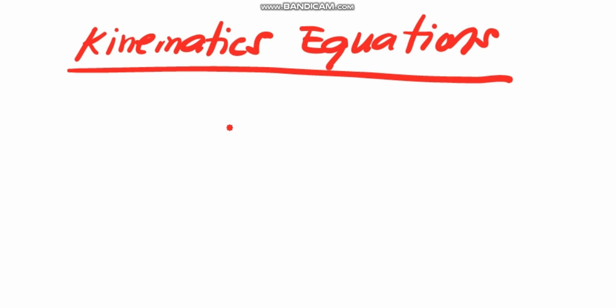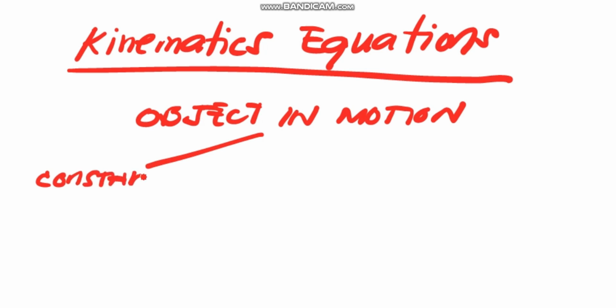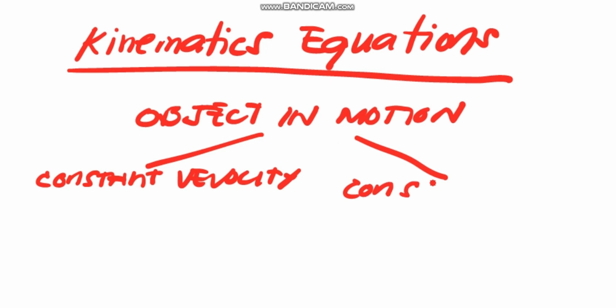We all know that kinematics is the study of motion, so it is a study of moving objects. When an object is in motion, there are just two possibilities that we can describe the motion of this object. First, the object can move in constant velocity, or the object can move in constant acceleration.